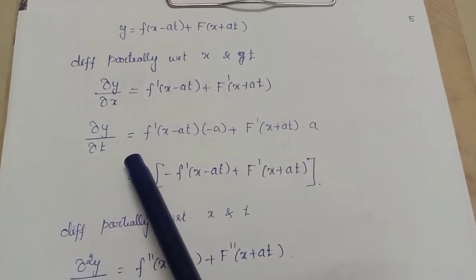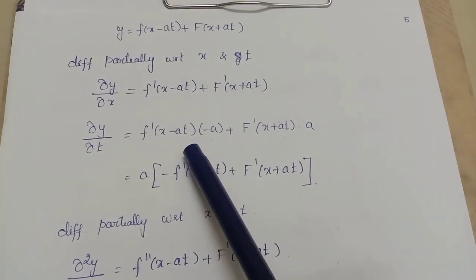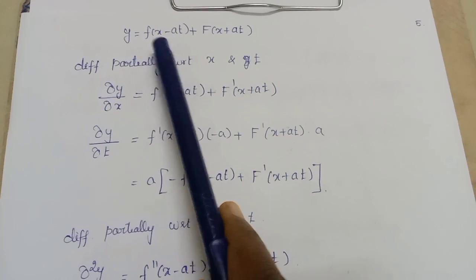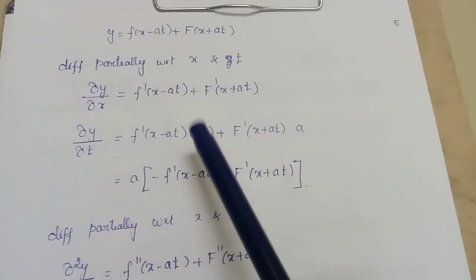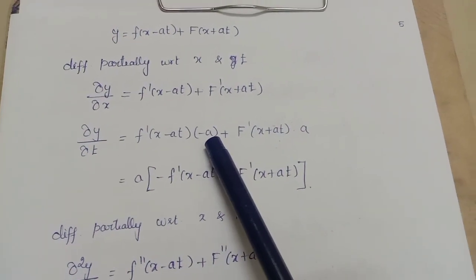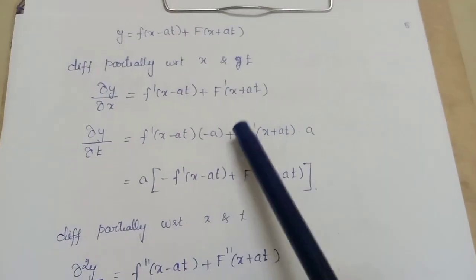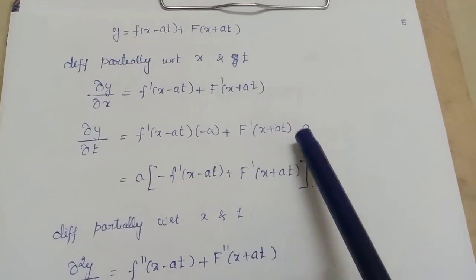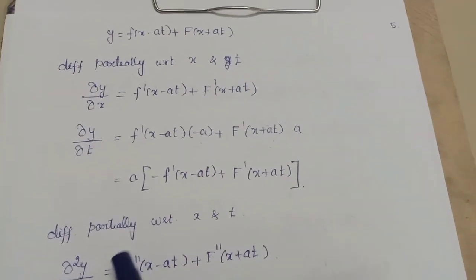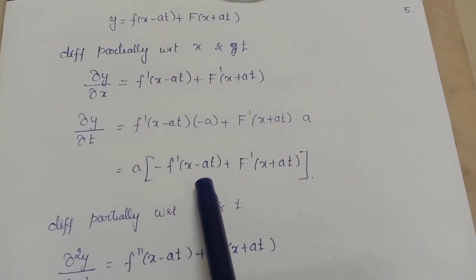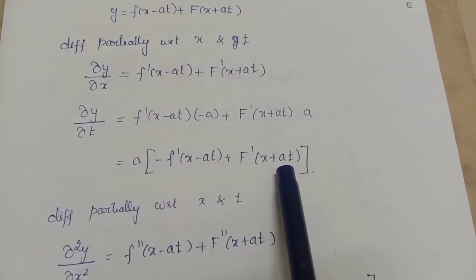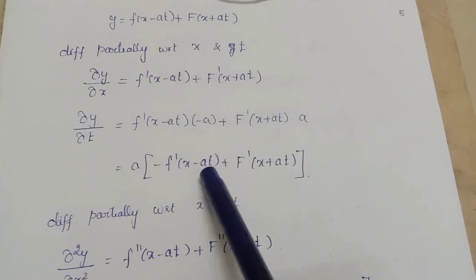Next, dou y by dou t equals f dash of x minus at into the differentiation of this. So x will become 0, and minus at will become what? Minus a. Plus F dash of x plus at into a. Right? So you take a outside: it will be a times minus f dash of x minus at plus F dash of x plus at.